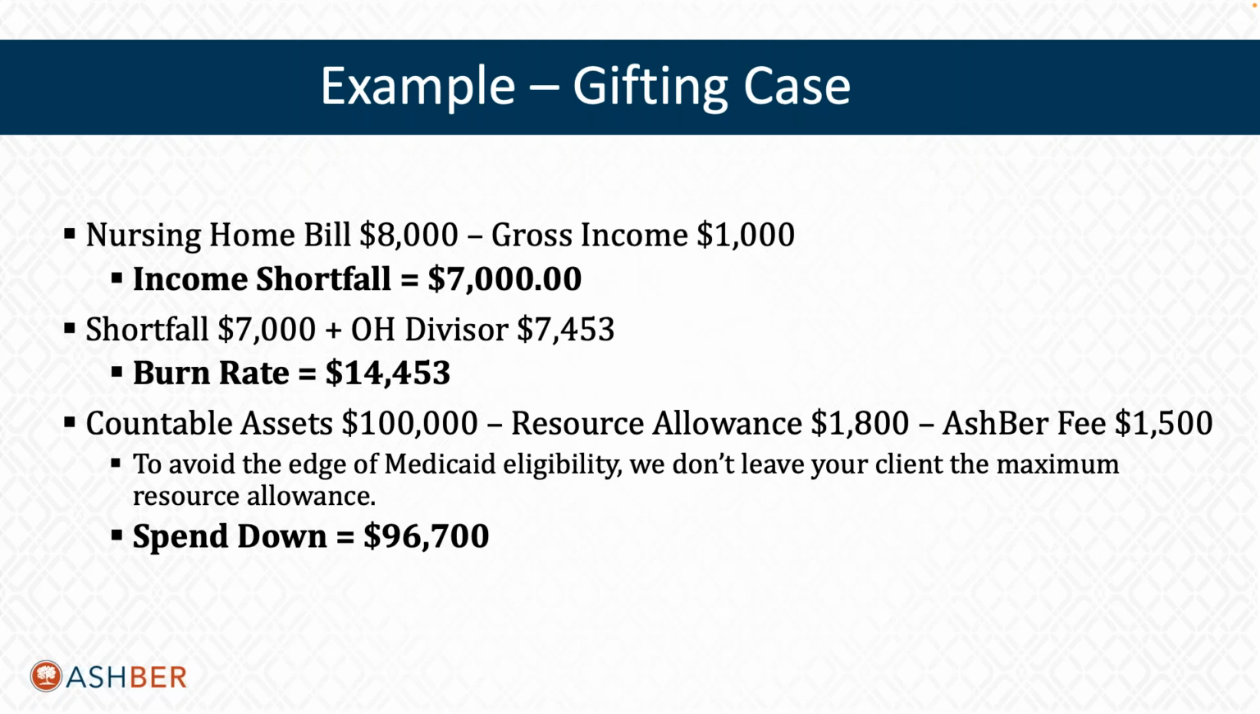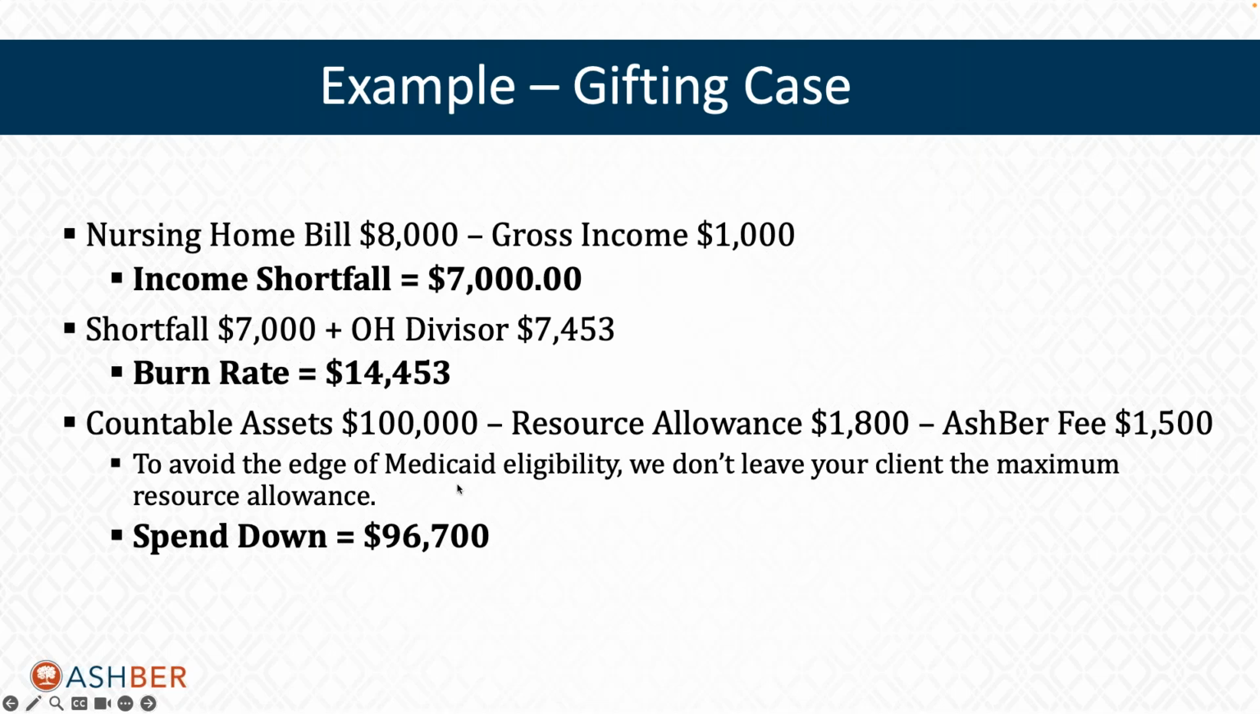So taking a look at step 1 here. Step 1 is this bullet point where we take the nursing home bill and subtract the gross income. So we do have a $7,000 income shortfall here. And then we also have a burn rate of $14,453. That's taking the income shortfall in step 1 and adding the Ohio divisor, because remember, we were doing an Ohio-specific case here. If you're in Pennsylvania, for example, your divisor would be $12,160.58. I know that by heart because I do a lot of Pennsylvania gifting plans. So that one's pretty well ingrained in my mind there. So yeah, depending on what your state divisor is, it'll impact the plan.